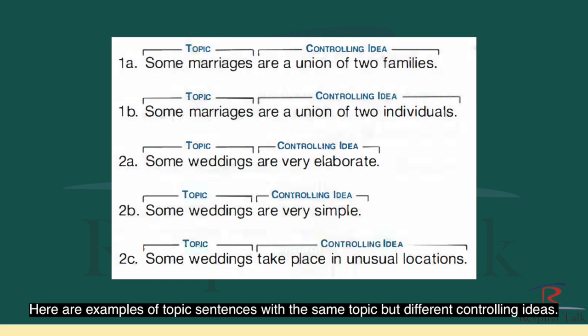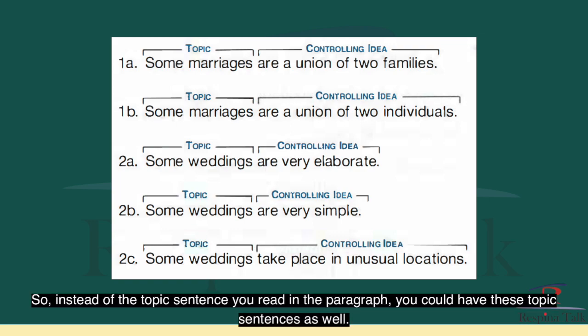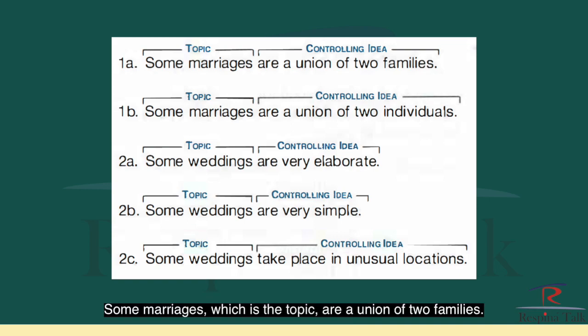Here are examples of topic sentences with the same topic, but different controlling ideas. So instead of the topic sentence you read in the paragraph, you could have these topic sentences as well. Some marriages, which is the topic, are a union of two families. So your controlling idea could be a union of two families, or, with the same topic, some marriages are a union of two individuals.